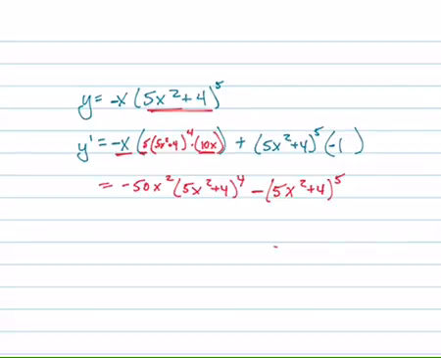And can I do anything else to simplify that? You could technically factor out some stuff. You can factor out one of these, which actually wouldn't necessarily be a bad idea, but you don't have to. This is probably the right final answer.